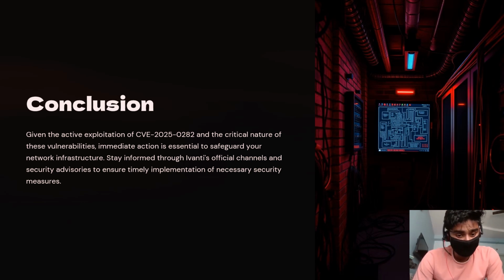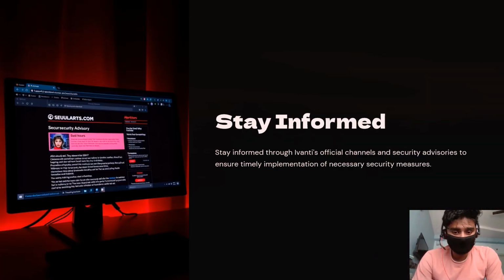These are the action items we can take for the two critical vulnerabilities which are actively being exploited, and we have discussed them in detail. So stay informed throughout the official Ivanti channel, which I actually do. If I get any sort of information, I will definitely post it.